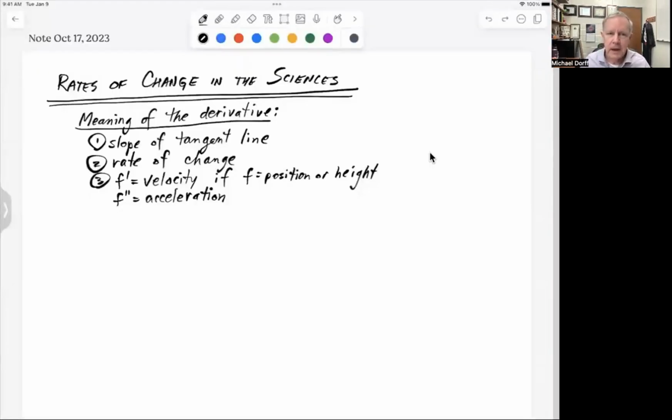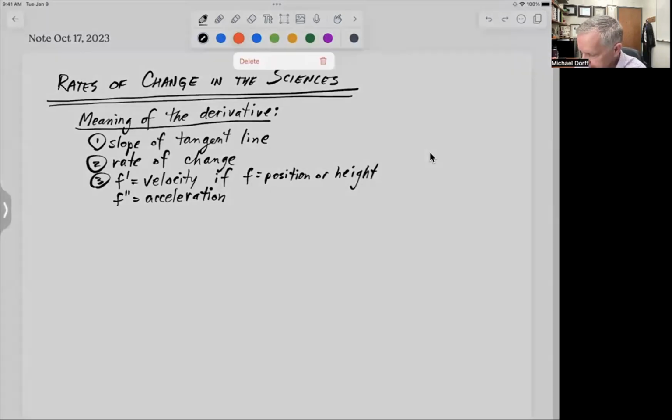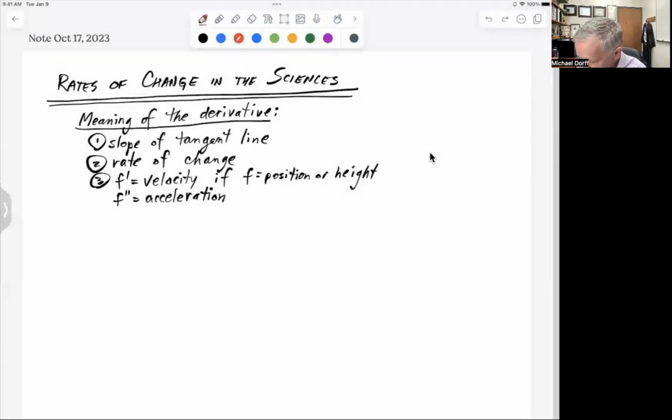Now, when we've talked about the meaning of the derivatives in the past, we've talked about three different ideas there. The derivative can be the slope of the tangent line, the derivative can be the rate of change, and the derivative can equal the velocity if my original function is position or height. And the second derivative is then the acceleration. Today, we're going to use some examples from science that highlight the second and third meaning here.